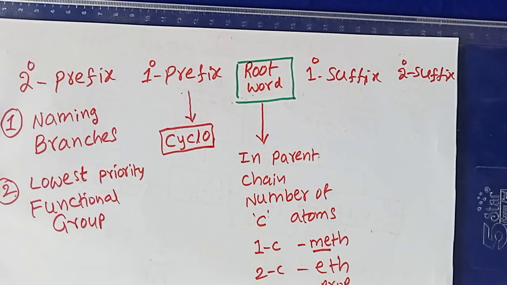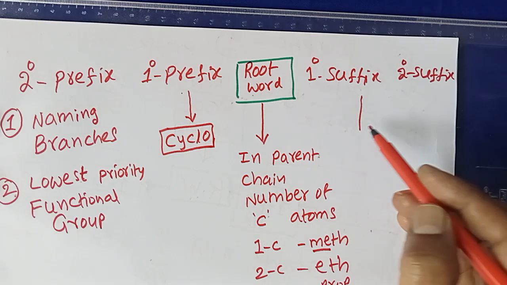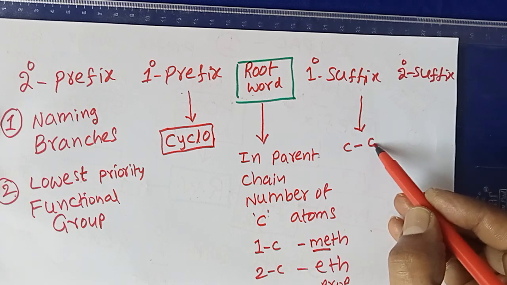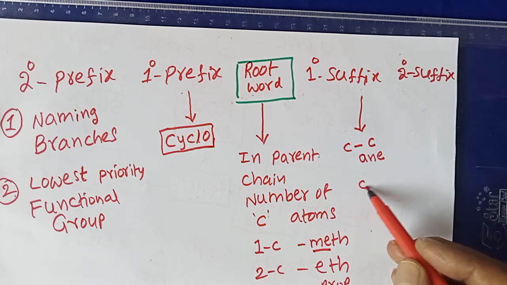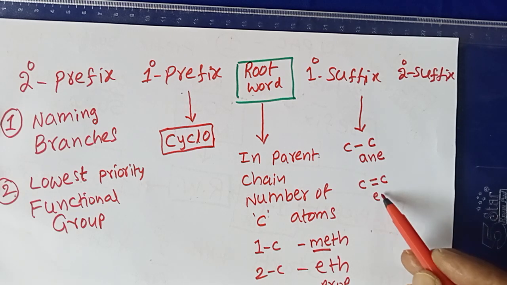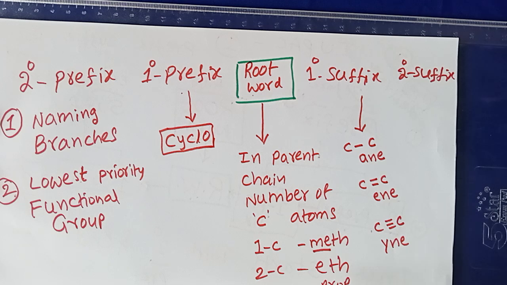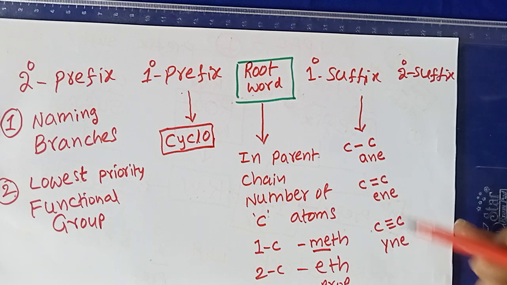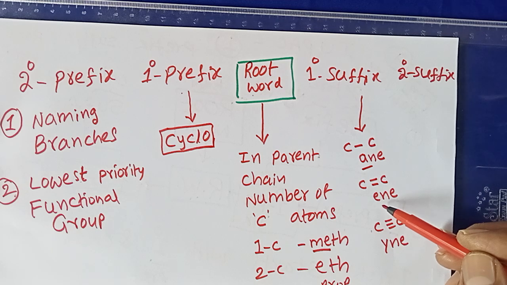Next, the primary suffix. This is also easy. This is used for saturation or unsaturation. For C single bond C, the primary suffix is ane. For C double bond C, the primary suffix is ene. For C triple bond C, the primary suffix is yne. That's why ane, ene, yne. A for 1 and E for 2.